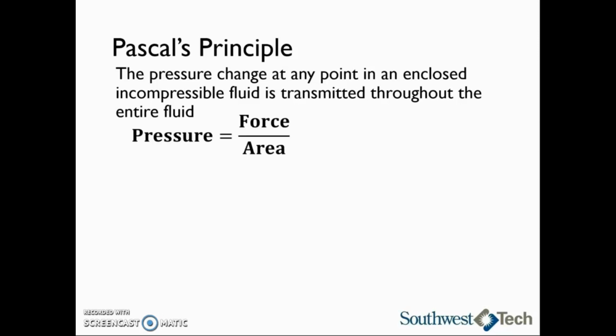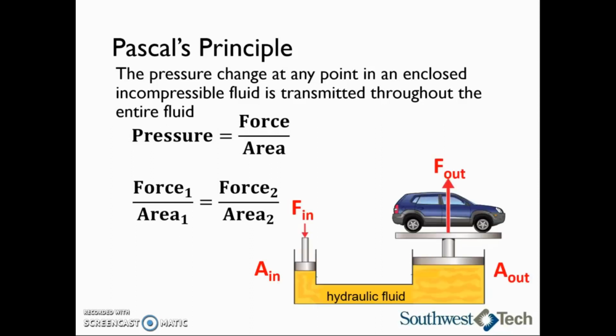However, if the pressure is constant in the system, we can compare the force per area at the input piston versus the force per area at the output piston. In other words, we can say that force in divided by area in equals force out divided by area out. Or force 1 divided by area 1 equals force 2 divided by area 2.